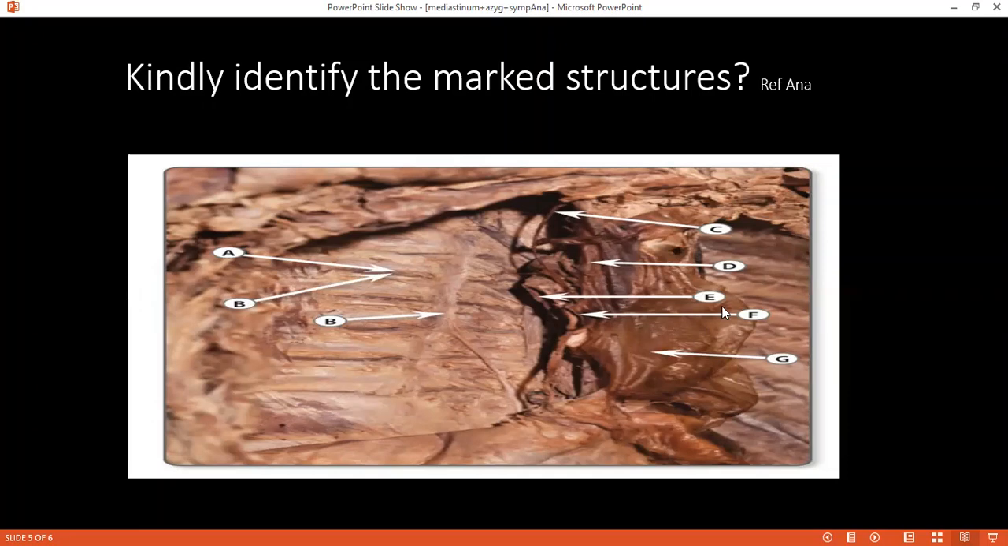So it's behind the mediastinum you're looking at. E is the right principal bronchus. F is the right pulmonary vein. And G is the pericardial sac. So this is the pericardial sac, which has been lifted. And I'm asking you the structures in the posterior mediastinum.